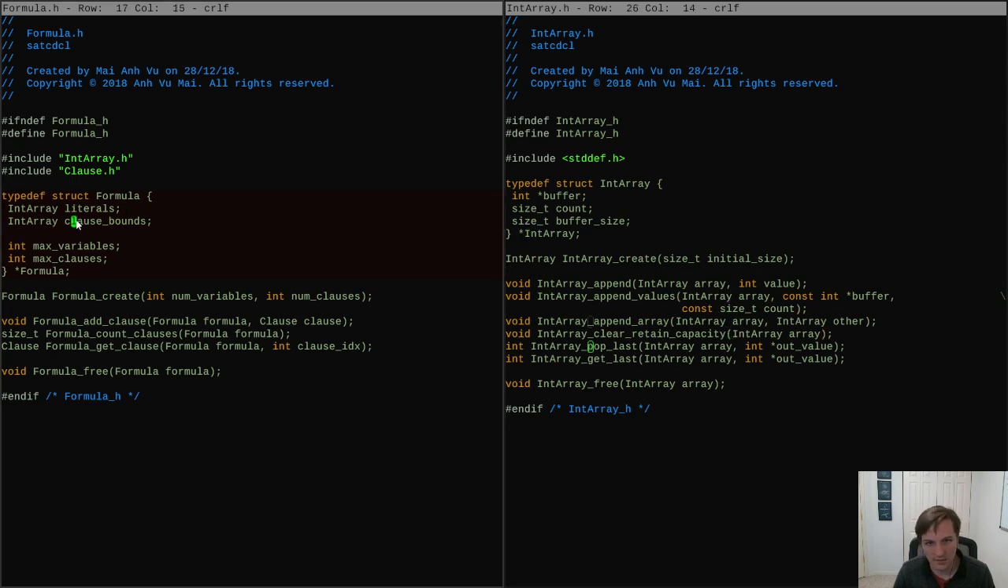So each of these is a pointer to one of these things. Again, hidden pointer here. So it's a pointer to a buffer and a count and a buffer size. And this is as well. And this tells us how many variables and clauses. Clauses. I wonder, this might not be a general SAT solver. This might be like only capable of dealing with the CNF after it's been processed.